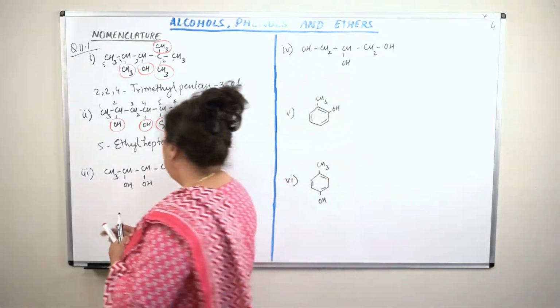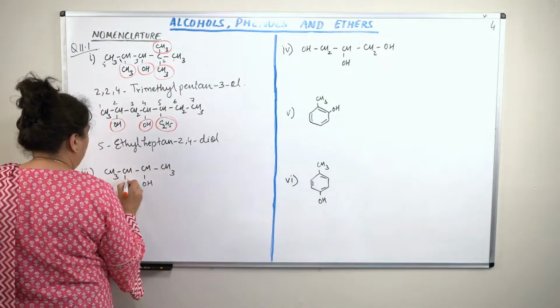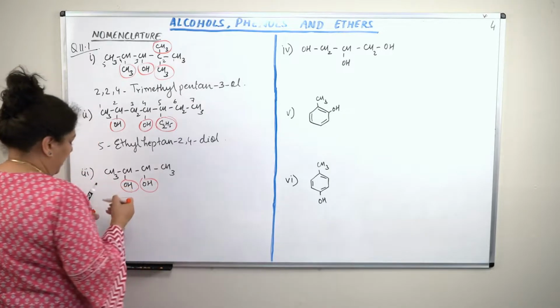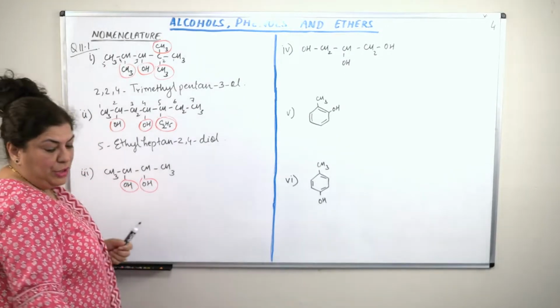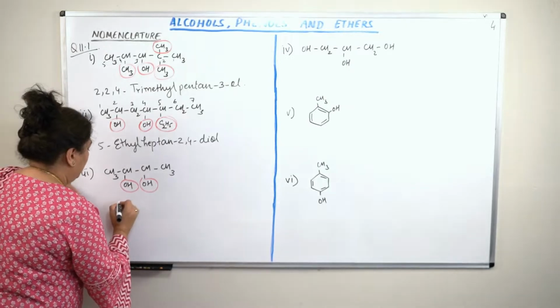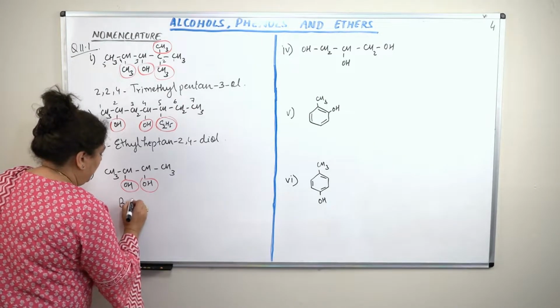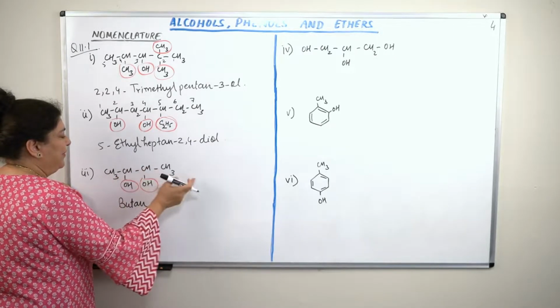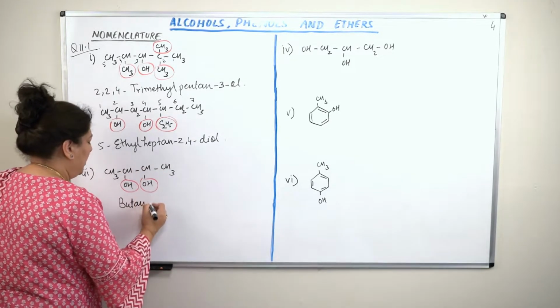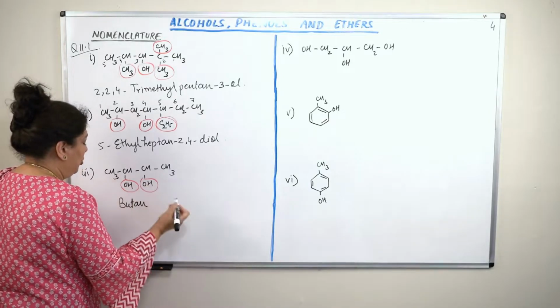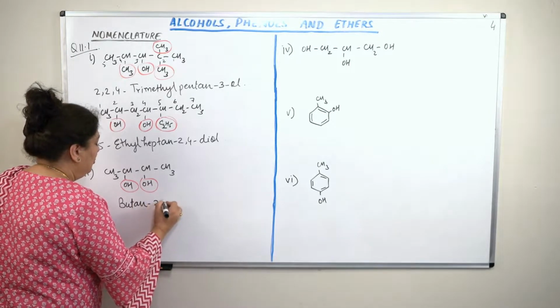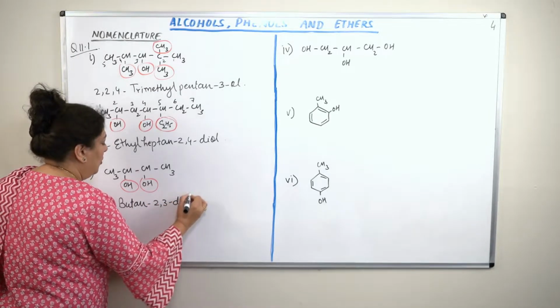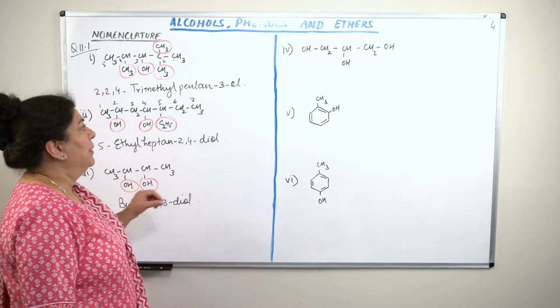Next compound, CH3, CH, CH, CH3, 2 ols. So it is a diol and it is a butane diol. It's a straight chain, 4 carbons. So it is butane and so this naming is easy. If I count from this direction, it is 2, 3. If I count from this direction also, the locants are 2, 3. So it doesn't make a difference which direction you count in. Butane 2, 3 diol would be the name of the compound.